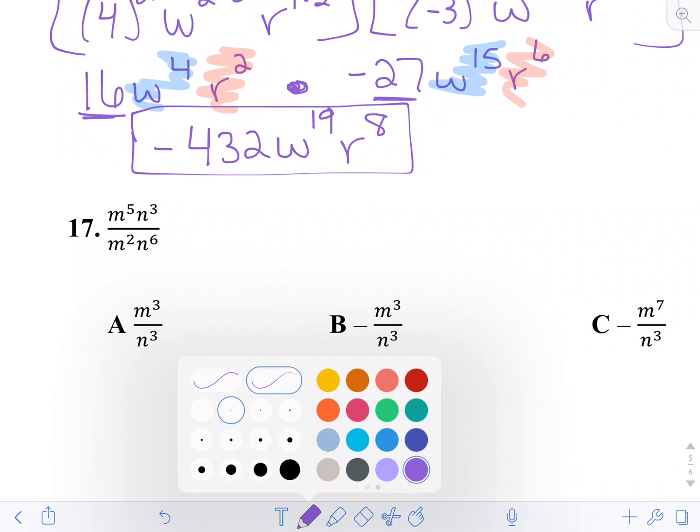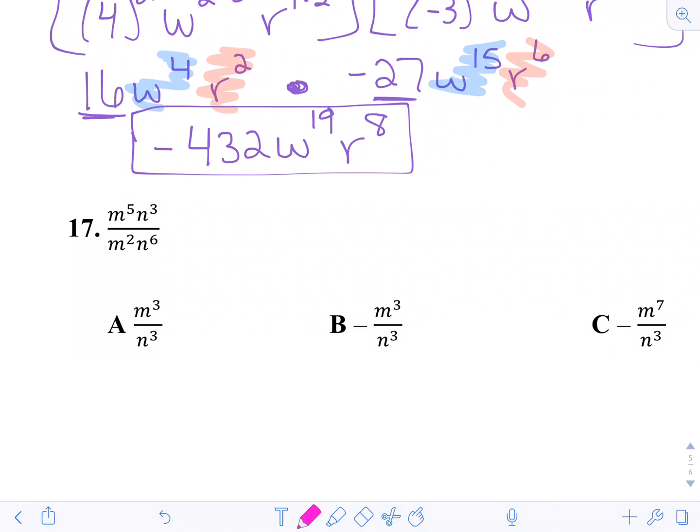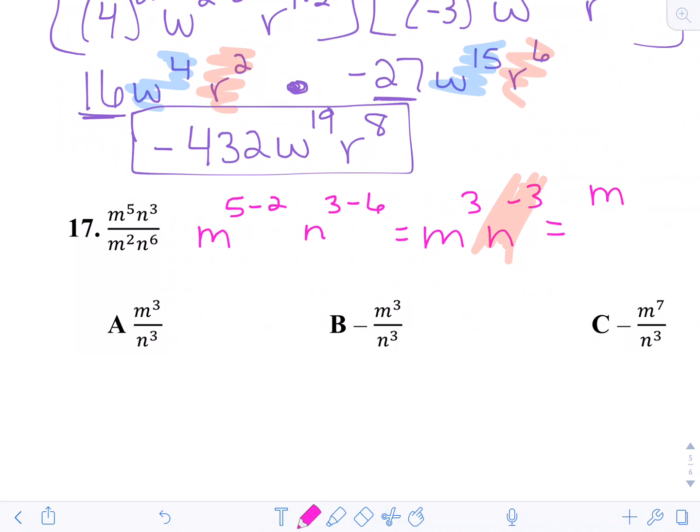Okay, number 17, we are going to divide these. So when we divide, you subtract. So 5 minus 2, and n 3 minus 6. So m 5 minus 2 is 3, so m to the third power. 3 minus 6 is a negative, so n to the negative 3 power. Again, you can't have negative exponents right here, so that has to go to the denominator to become positive. So m to the third power over n to the third power, which is 8.